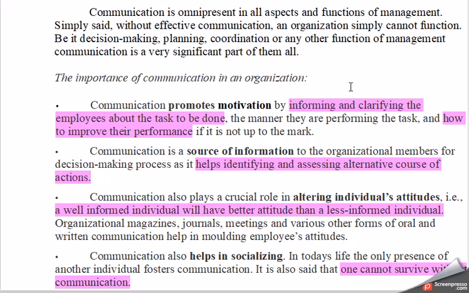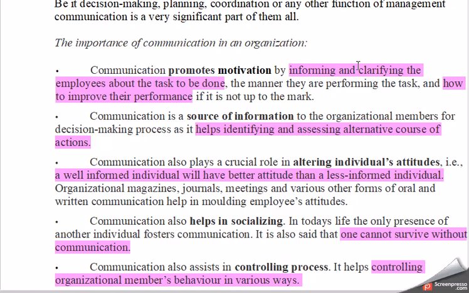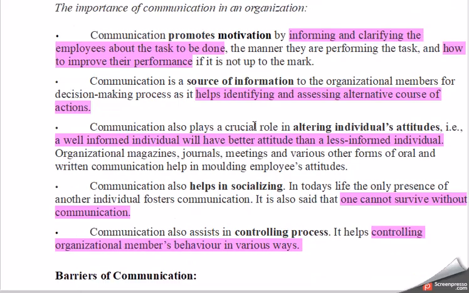Communication promotes motivation. How does it promote? By informing and clarifying to the employees the task to be done, the manner in which they are performing the task, and how to improve their performance if it is not up to the mark. All of this has to be communicated properly. Next point, source of information. Communication helps in identifying and assessing alternative courses of action in case of problems. So that has to be looked into.